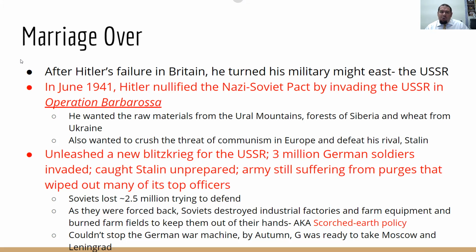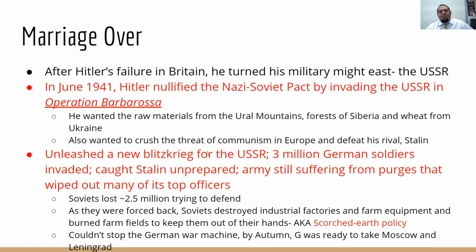However, hashtag mission over. After Hitler's failure in Britain, he will turn his military might eastwards toward the Soviet Union. And in 1941, he nullified the Nazi-Soviet pact by invading the Soviet Union in what is known as Operation Barbarossa. He wanted the raw materials from the Ural Mountains, the forests of Siberia, and the wheat from the Ukraine.